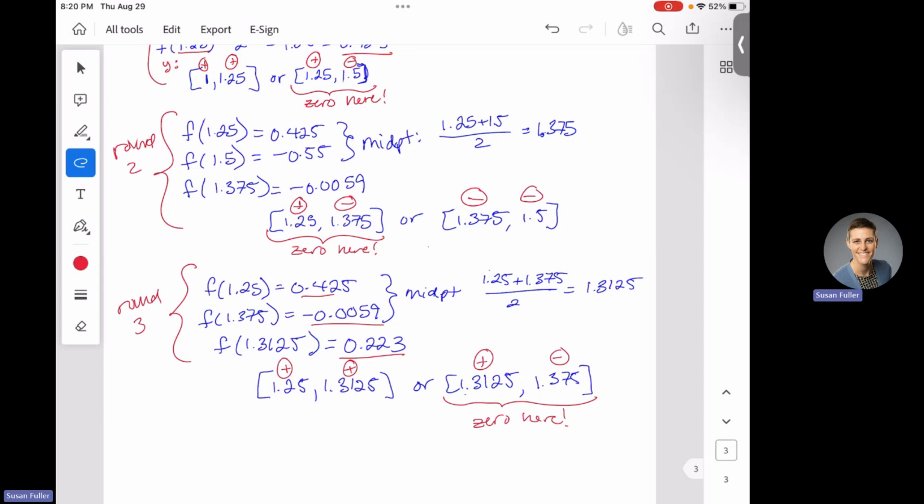And notice how much smaller this is getting. I'm going to be in 1.3 something, right? So I already have this 0 accurate to 1 decimal place. We'll further and further be shrinking that interval down until we know exactly where it is and we can get really, really close. So that's how the bisection method works.